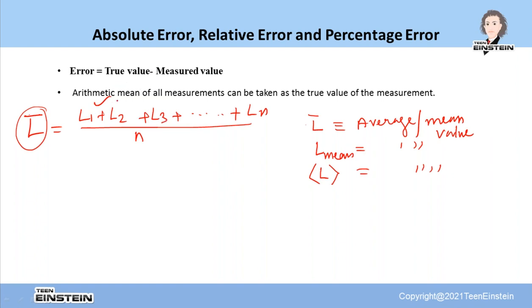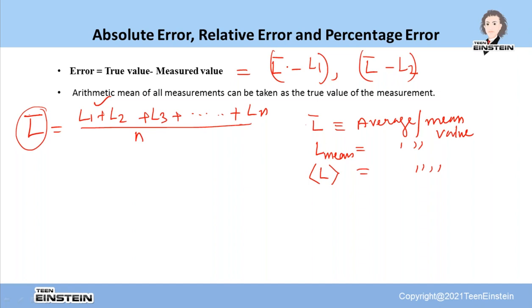Report the error means you have measured the quantity, then you have some error. It will be L minus L1. So this is for a single measurement. Then I'll get another for another single measurement. Like that I can get n such differences, right? So this is the difference between the true value and the measured value for each measurement, right?